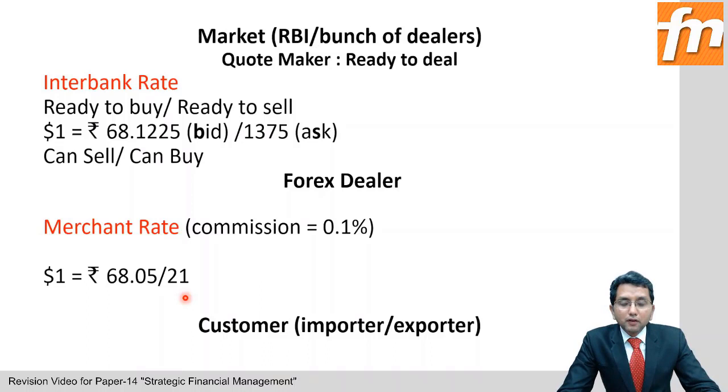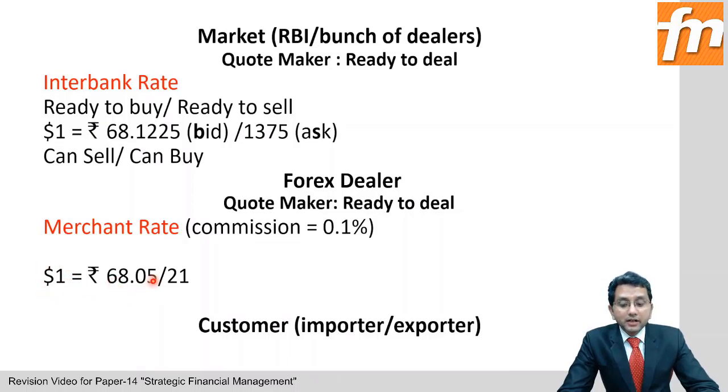Now, between the foreign exchange dealer, suppose a bank, and its customer, the forex dealer is the quote maker. Try to recall that for a quote maker, rates are always favorable. So the quote maker will buy dollars at the lower rate and will sell dollars at the higher rate. Yes, obviously we are talking about the dollar.